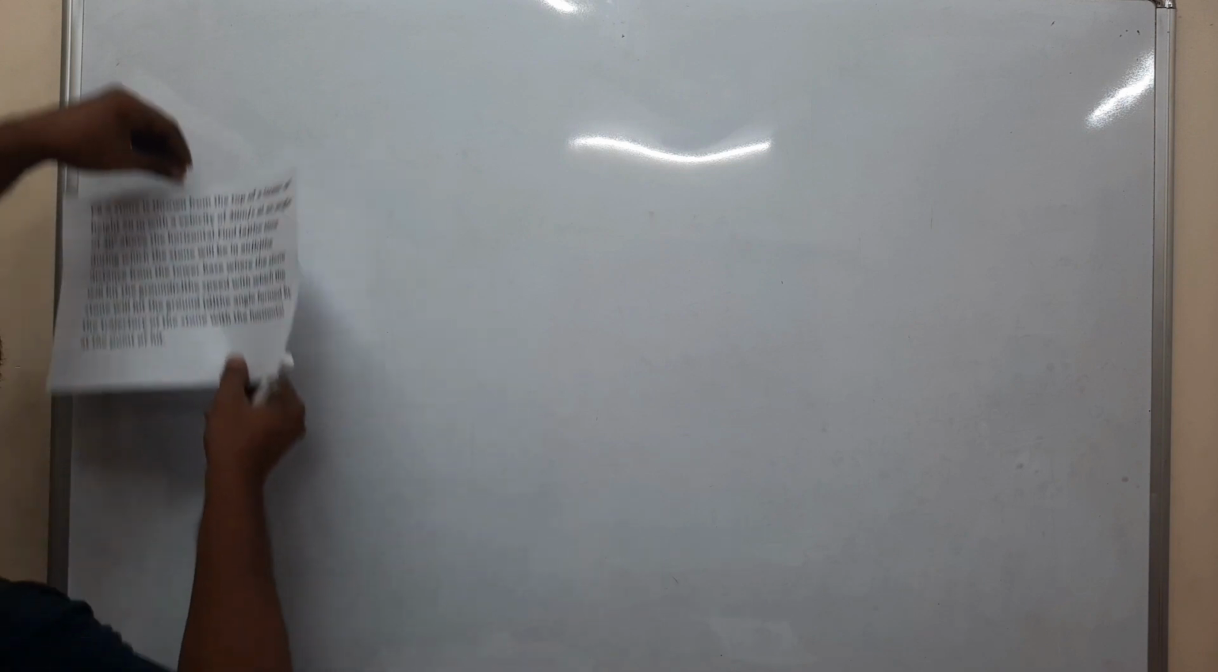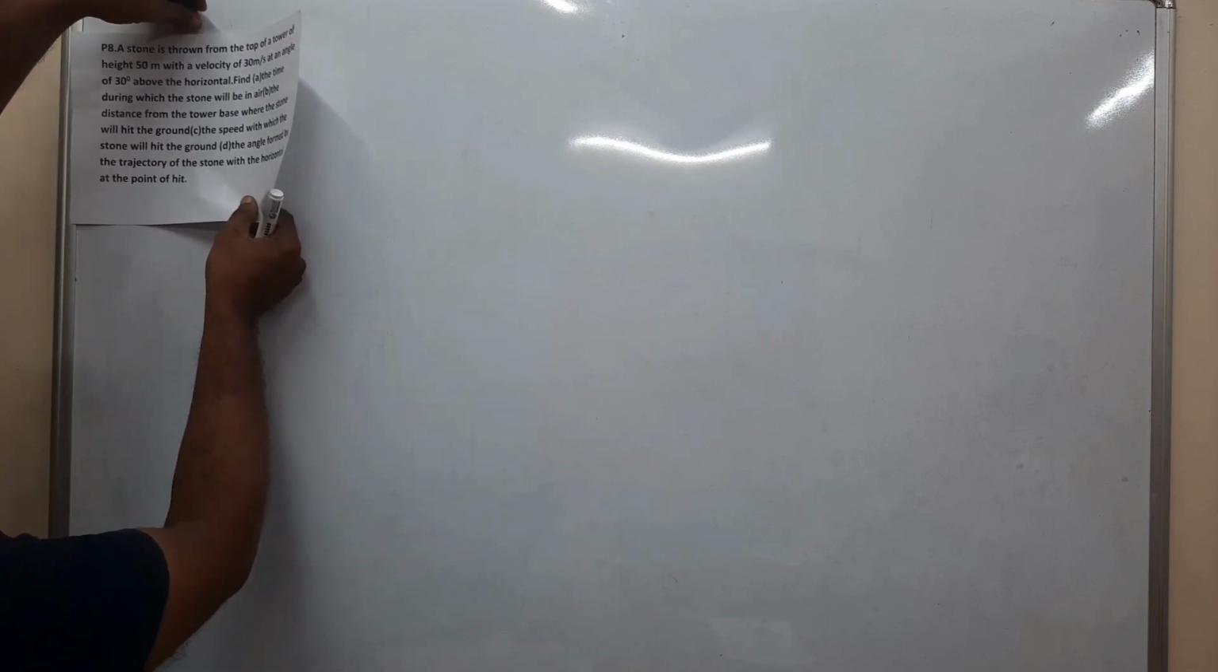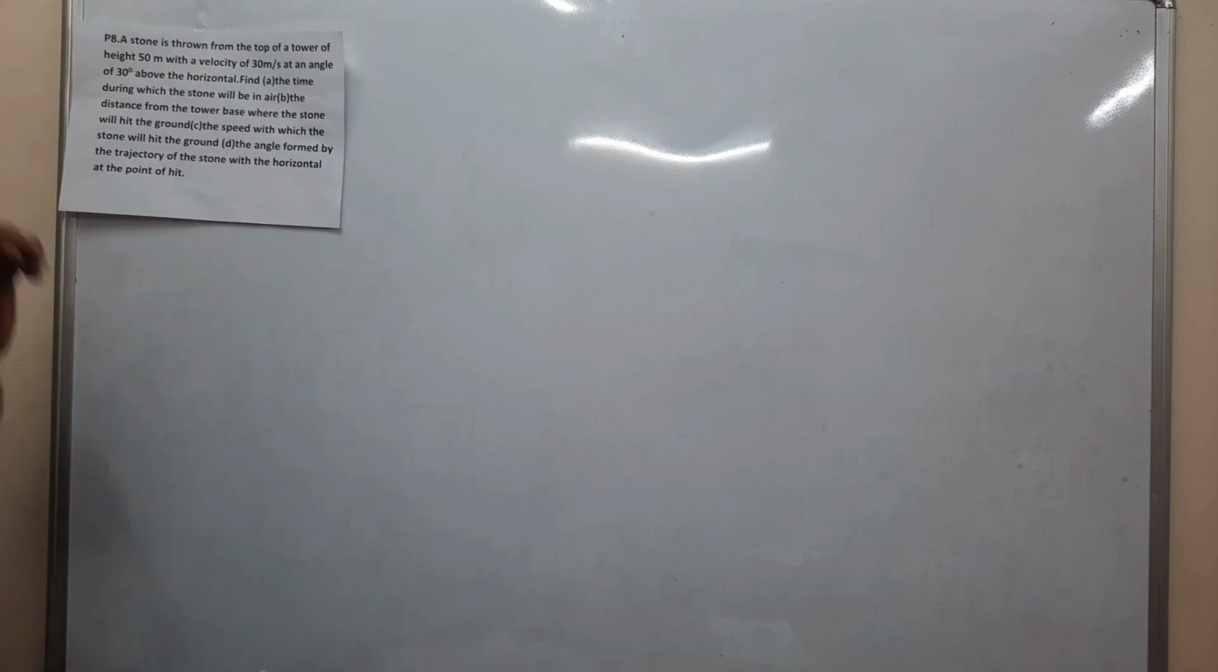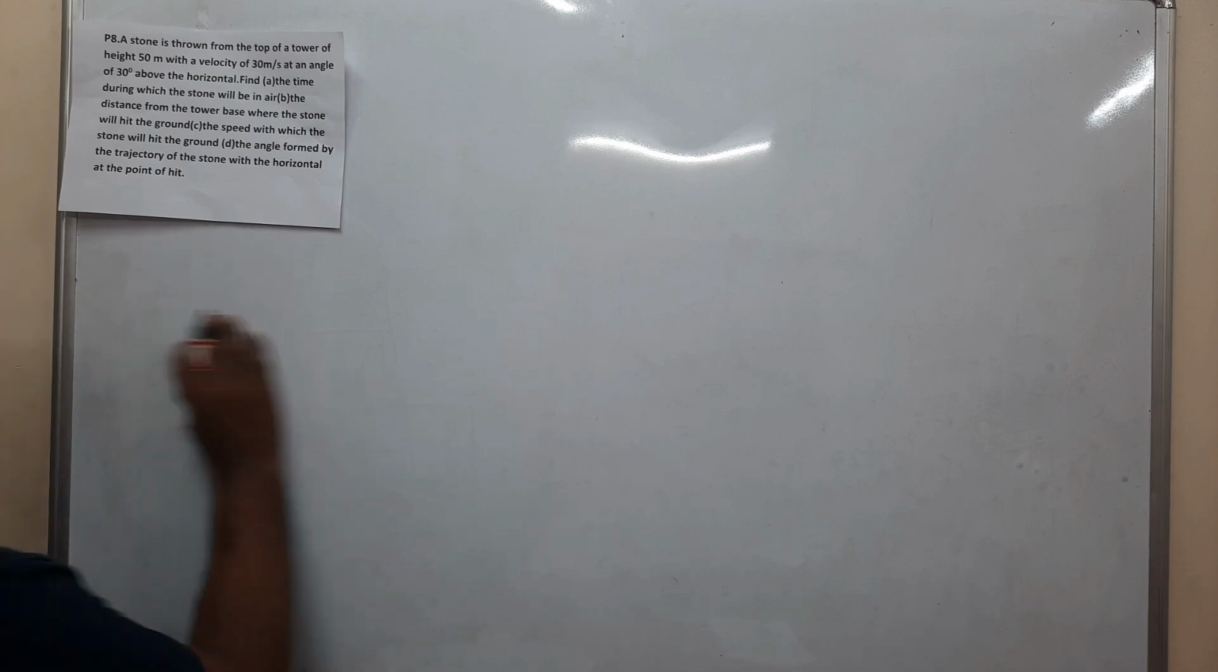So 8th question. A stone is thrown from the top of a tower of height 50 meter with a velocity of 30 meter per second at an angle of 30 degree above the horizontal. Find the time during which the stone will be in air, the distance from the tower base where the stone will hit the ground, the speed with which the stone will hit the ground, and the angle formed by the trajectory of the stone with the horizontal at the point of hit.